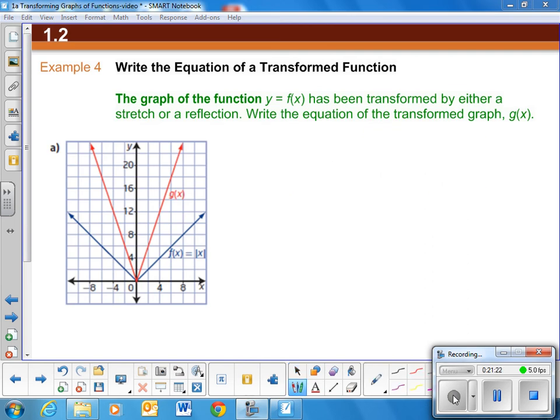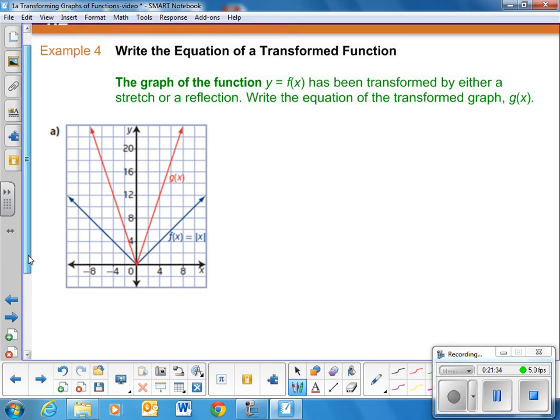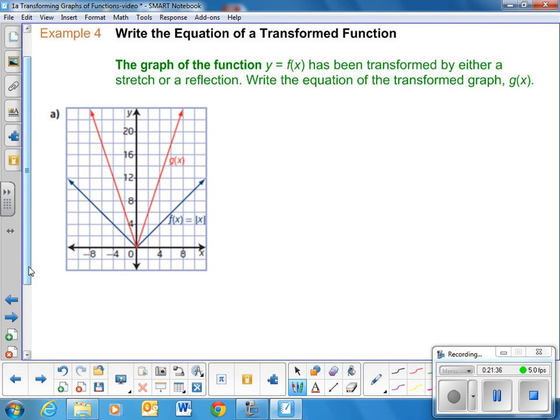The last piece of today's lesson is being able to write the equation of the transformed graph given the two original graphs. It says graph the function that has been transformed by either a stretch or a reflection and write the equation of the transformed graph. In part A, the shape of our graph has changed, therefore it's not a reflection but a stretch. Right? Remember that reflections can't change the shape, only stretches can.